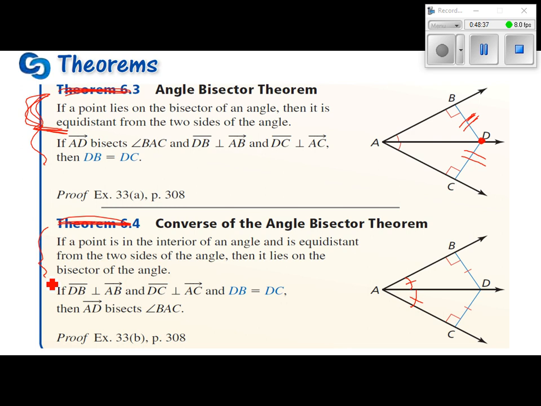So again, this first theorem, if you know it's an angle bisector, any point that's on it is equidistant from the sides of the angle. If you have a point that's equidistant from the sides of an angle, then it has to lie on the angle bisector. That's the second theorem.